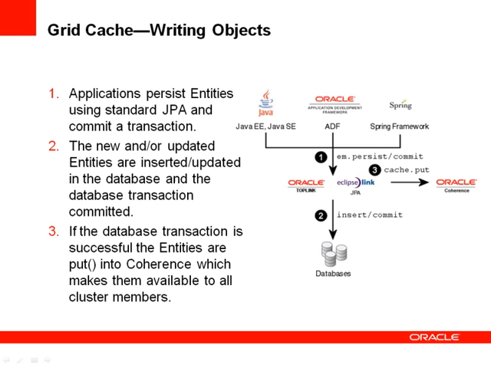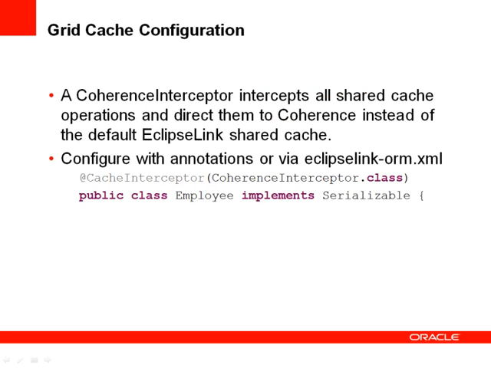Let's look at what the impact is on writing objects. So my application calls entityManager.persist or commit. And the first thing I will do is always update the source of truth, which in this case is the database. Upon a successful insert or commit to the database, then the entry is put into the Coherence cache for access in the L2 cache. With JPA, it's very easy to add the grid cache configuration. I can do it with a simple annotation on my entity, or I can do it in XML via EclipseLink-orm.xml. In that case, my Java source code has no knowledge of Coherence or TopLink Grid.